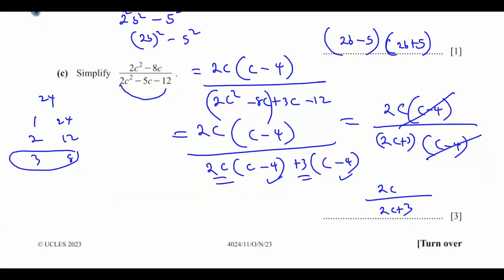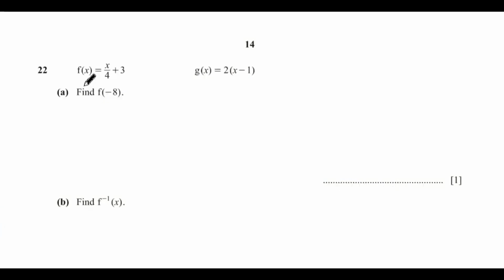So let's go to the next question. Question 22, f of x is given as this, g of x is given as this, find f of negative 8. So we'll just pass in negative 8 into f of x. So that would be negative 8 over 4 plus 3. That will be negative 2 plus 3. And the answer is 1. So that will be the value of f of negative 8.